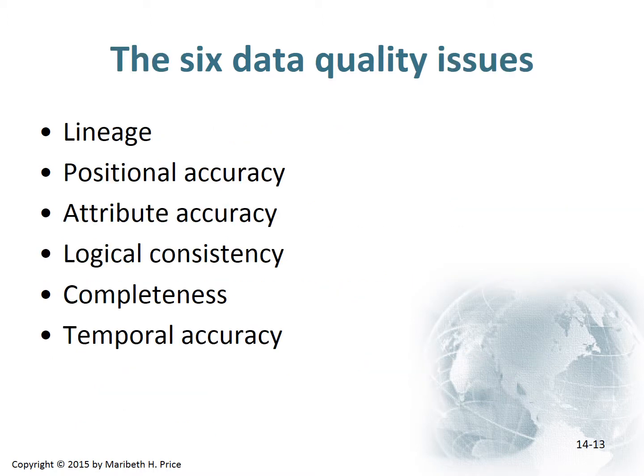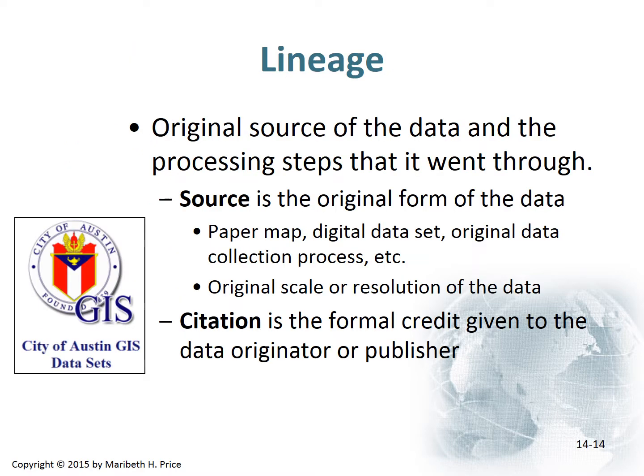There are 6 data quality issues that we're going to talk about a little bit. Lineage, positional accuracy, attribute accuracy, logical consistency, completeness, and temporal accuracy. Lineage is the original source of the data. In other words, where did it come from? What did they do to it? How is it cited?